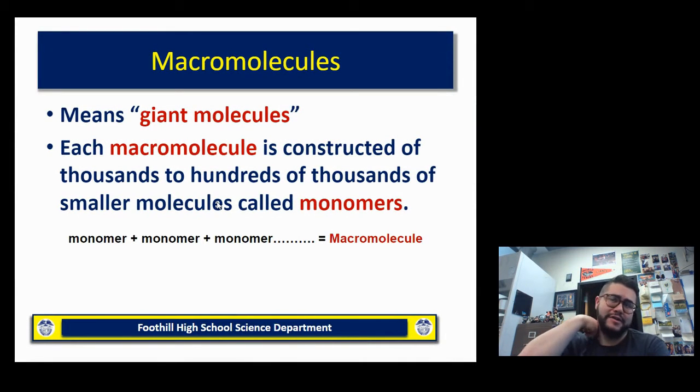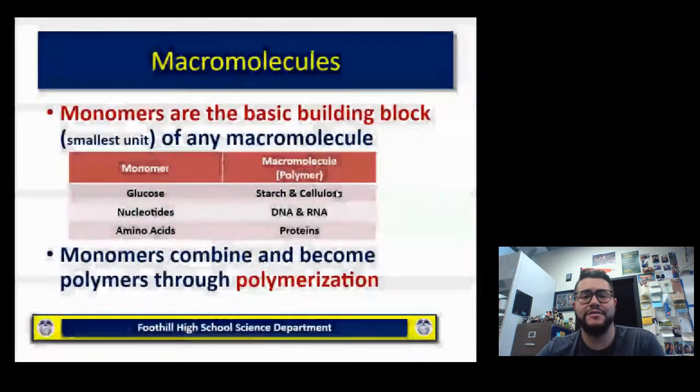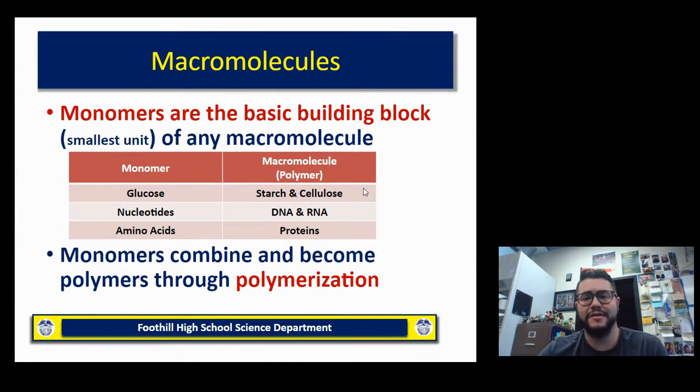So all the molecules that we're going to be talking about in these notes are carbon-based macromolecules, which means they are carbon-based giant molecules. A macromolecule is a giant molecule that's made up of smaller molecules called monomers. You string a bunch of monomers together, you get a macromolecule. Macromolecules are also known as polymers. They're 2 words that basically mean the same thing, polymer and macromolecule, both made up of monomers.